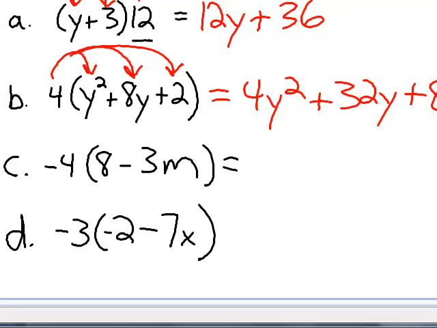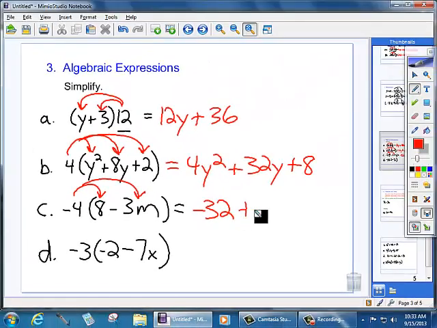Negative numbers, those get a little tricky. I don't want you to start changing, change opposite stuff. I just want you to think of it the way I say it. Okay, so take the negative 4 times a positive 8 is negative 32. A negative 4 times a negative 3m: negative times a negative is a positive, so it's plus 12m.